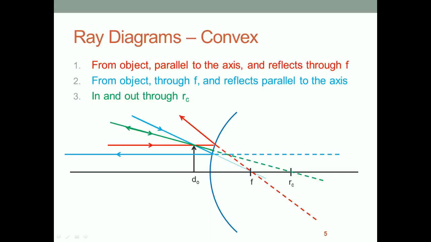They cross right here. So there is our image. It is virtual, upright, and smaller.